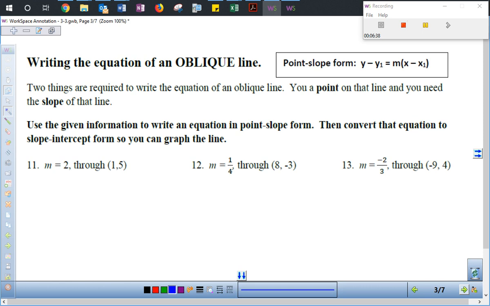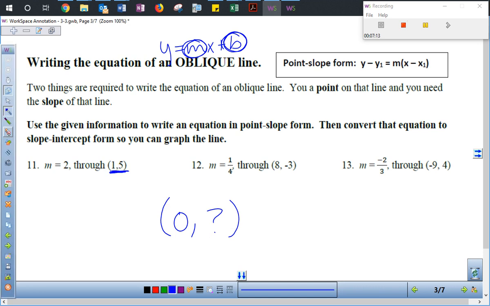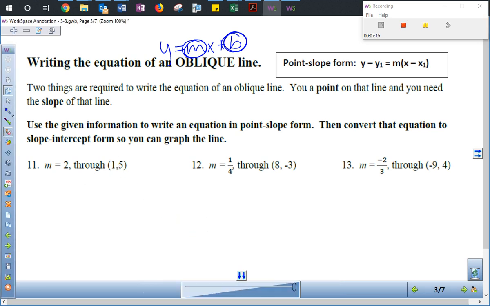So last class period we talked about how to graph an equation in slope-intercept form, that y equals mx plus b. Well, that works really well when I have a slope and when I have a y-intercept. But if I don't have a y-intercept, for example on number 11, I just have a regular point, because remember a y-intercept was 0, some number. And since I don't have a 0 there, that's not a y-intercept, that's just a regular old point. So that's when we have to use something called point-slope form, which is right here. y minus y sub 1 equals my slope times the quantity of x minus x sub 1.